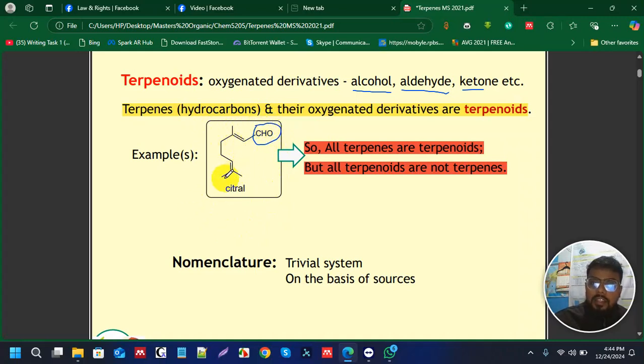Citral, this compound, contains two double bonds. Here is a double bond, here is another double bond. And this whole group is called an isopropylene group. This is a methyl group. So citral is an example of terpenoids. It contains a CH group and an isopropylene group, and this is the overall structure of citral. This is an example of terpenoids.